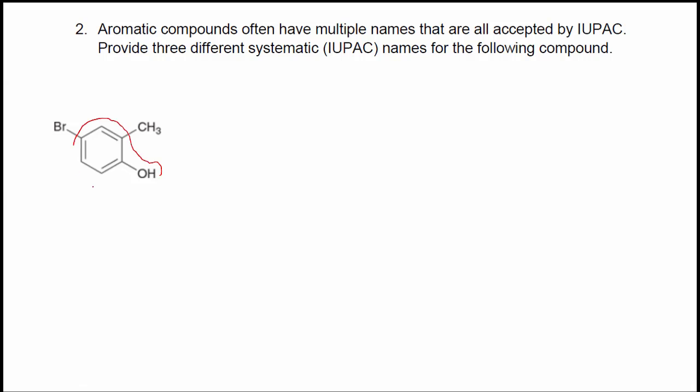So if we went with phenol as the parent name, that means the OH gets the 1. And then we have methyl at 2, and then bromo would be at 4. And we're going to list it alphabetically. So this one would be 4-bromo, 2-methyl, phenol. What other parent name could we have for this one?